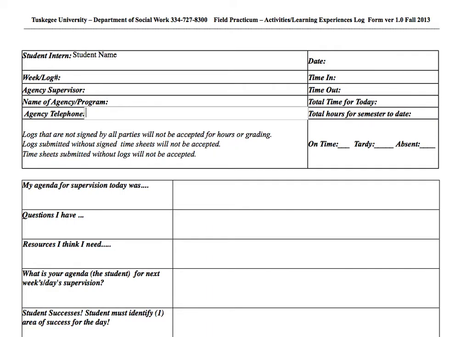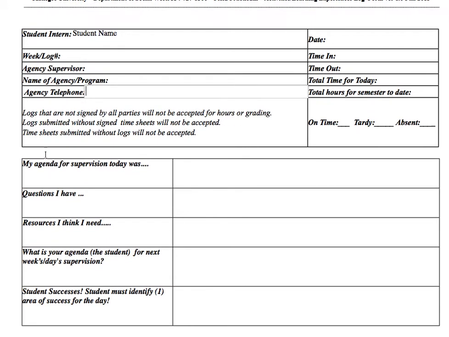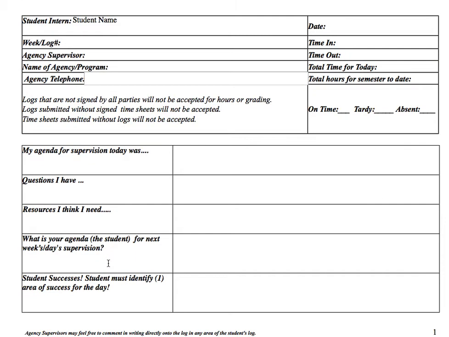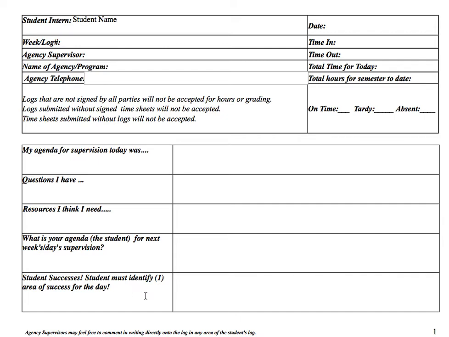The noticeable difference in your new log is that instead of the other activities that you participate in, you're seeing them on the first page. You're actually seeing them, those are in the activities form that you fill out each day, but these are questions that I want to now see on the first page. What was your agenda for supervision on this particular day? Any questions you have? Any resources you think you need? What is your agenda for the next day with your supervisor? And student successes. You must identify one area of success for the day.